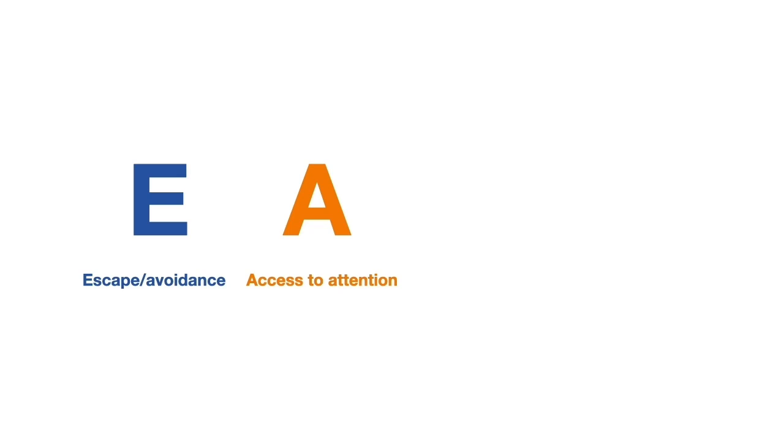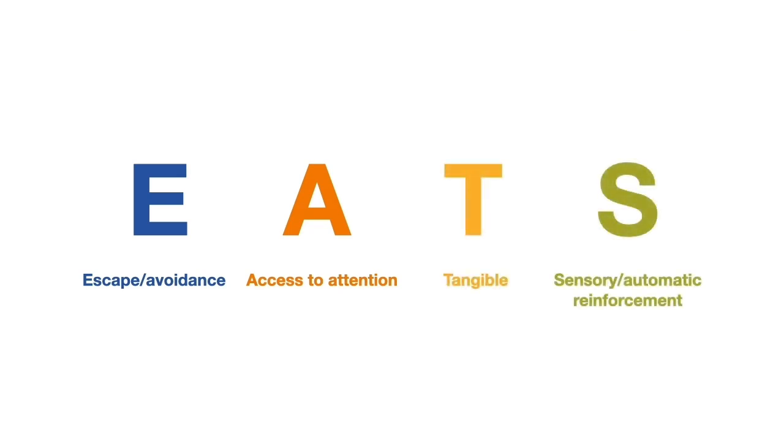As we finish, here's a mnemonic to remember the four main functions. Everybody eats. E for escape or avoidance, A for access to attention, T for tangible, and S for sensory or automatic reinforcement.